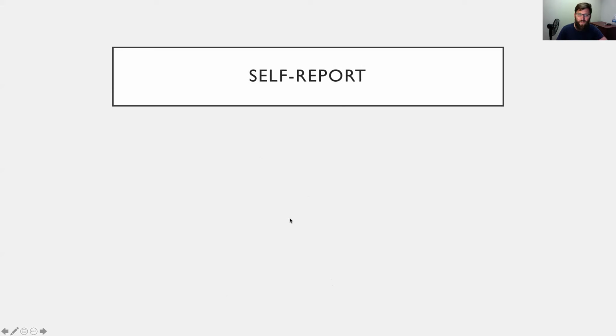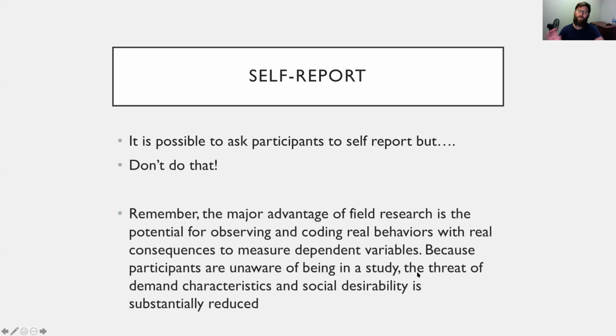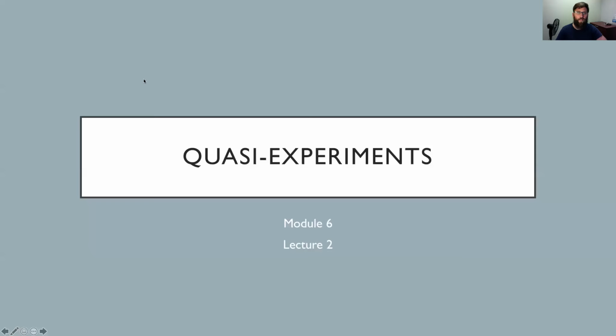Okay. So another issue that could come up is with self-report. You can actually take questionnaires around from person to person. And it's possible to ask people self-report questions, but please don't do that. Remember, the major advantage of field studies is that we can observe people's real behaviors out there in the field unobtrusively. They're not aware that you're studying them, okay? So we're going to go off to our next lecture here in just a moment, focusing on quasi-experiments.